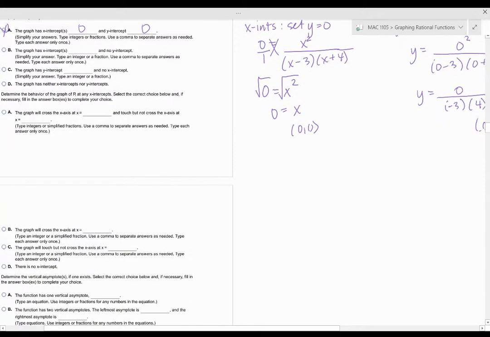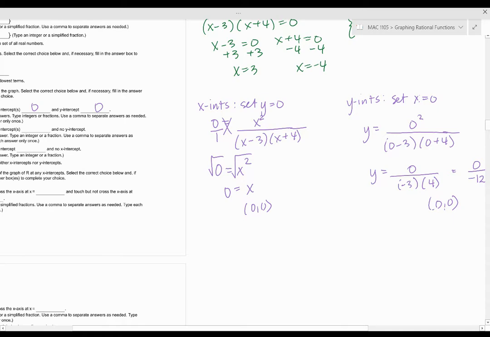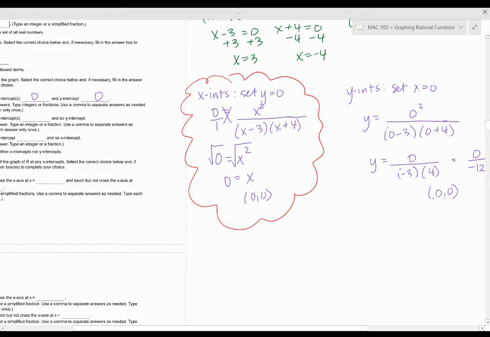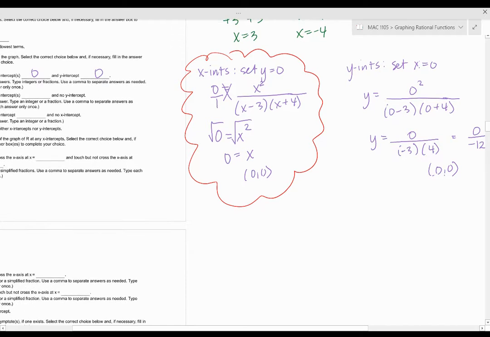So it says determine the behavior of the graph at any of the x-intercepts. And then they want us to select the right answer choice. All right, so when we look at our x-intercepts, let's change the color. Okay, we got our x-intercepts from here. So remember, if you're looking for the behavior at the zeros, you have two types of behavior. If the multiplicity is odd, remember that means your graph is going to cross at that x-intercept. If your multiplicity is even, remember that means that you're going to touch. And both of these are referring to what you're going to do at the x-axis.